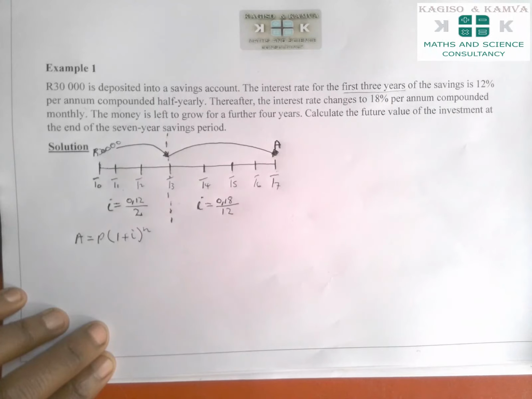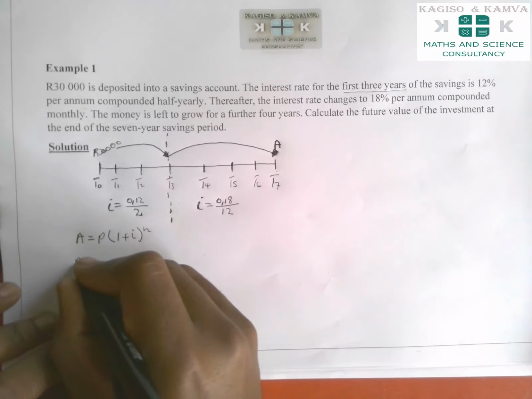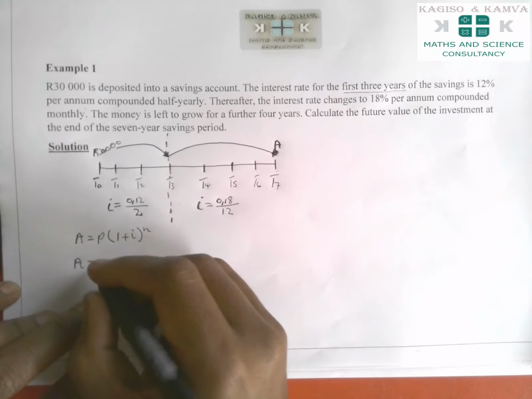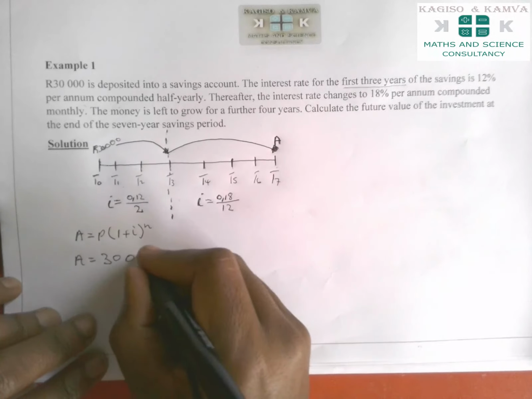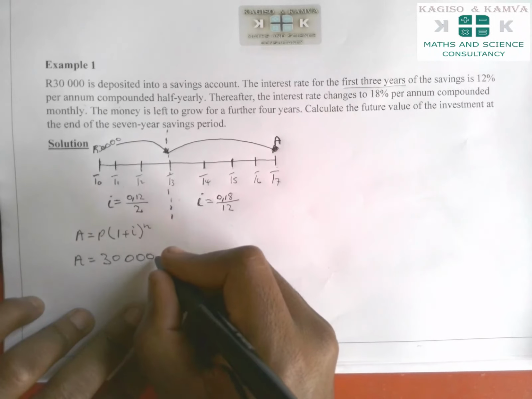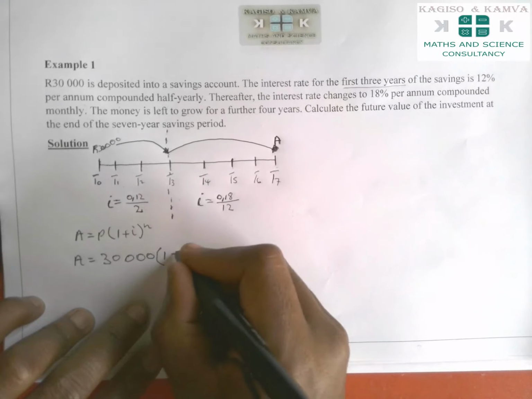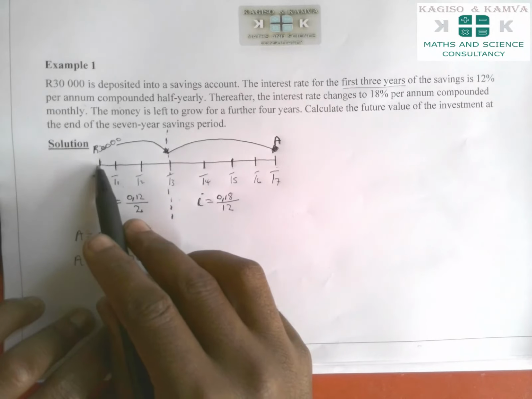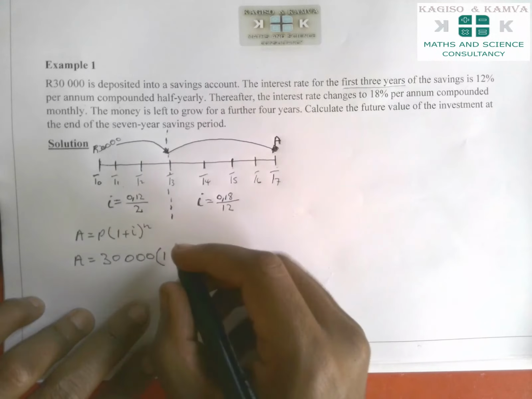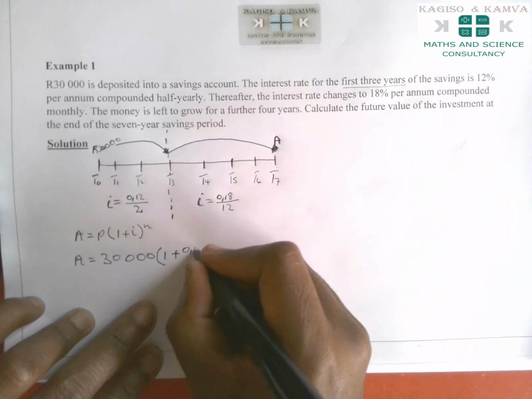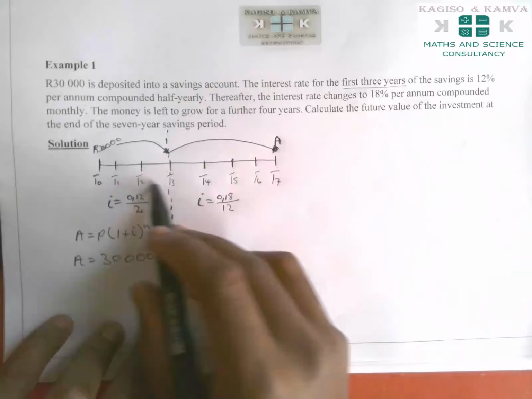So at the end of the seventh year, now we are going to have A, which is equal to, what is our present value there? It is 30,000, and you say, okay, 30,000 into 1 plus what is this? How many years here? 3 years. Okay, but what is the interest? The interest is 0.12 divided by 2.